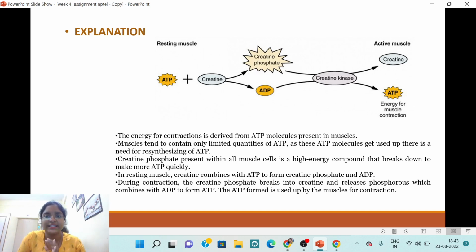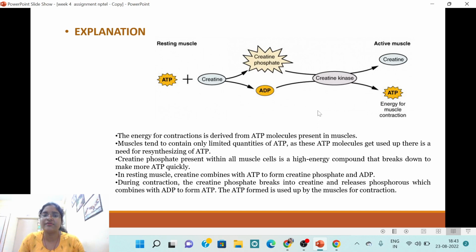That's why the creatine phosphate present within the muscles is also a high energy compound that breaks down and makes more ATP. So you can see there is ATP, and when creatine binds to it, it becomes creatine phosphate and releases ATP, with the help of creatine kinases that act on phosphates. With the help of creatine kinase, the active muscles get ATP from this creatine, right? In the resting muscle, what happens? The creatine combines with this ATP to form creatine phosphate and ADP.